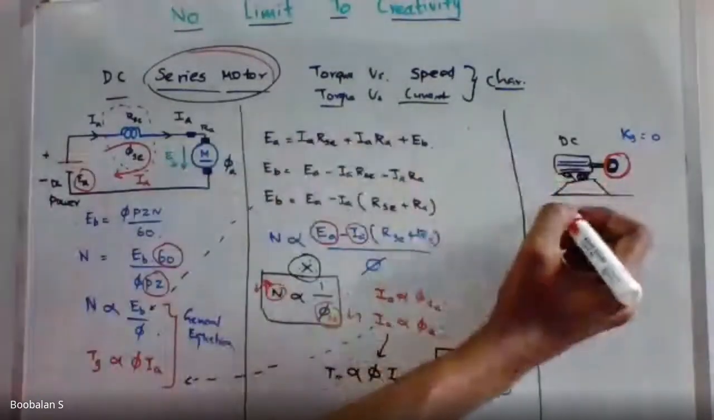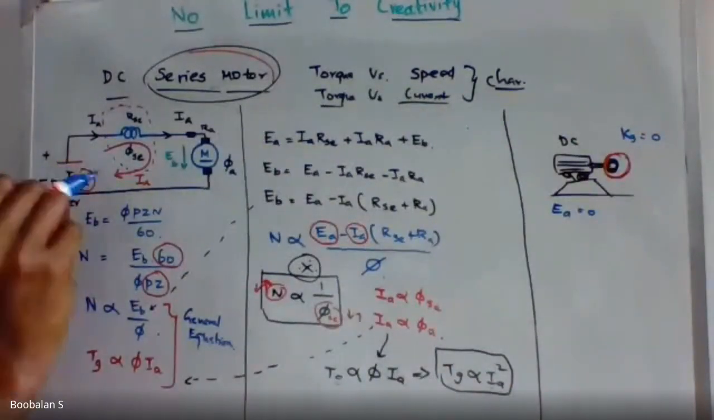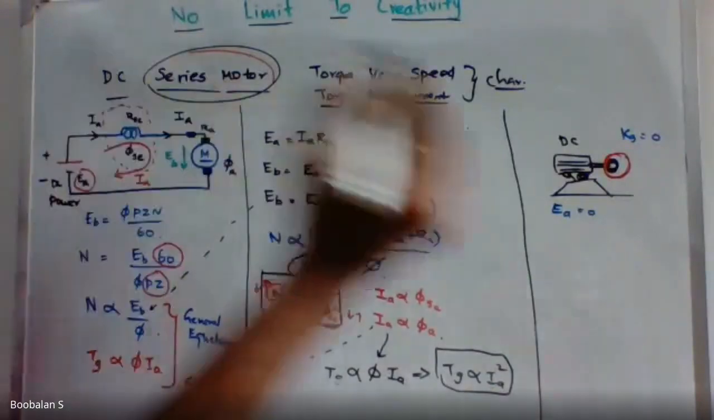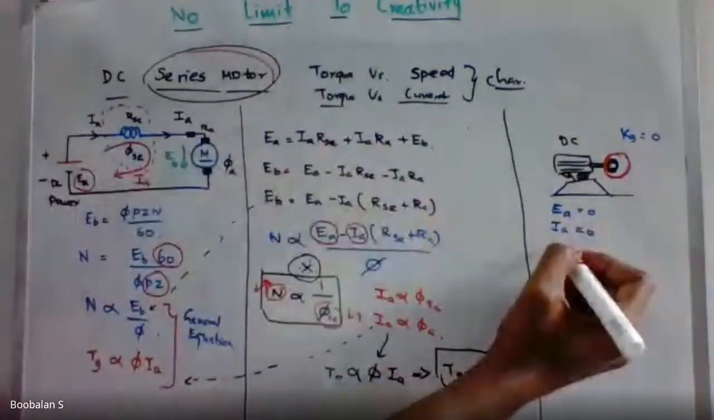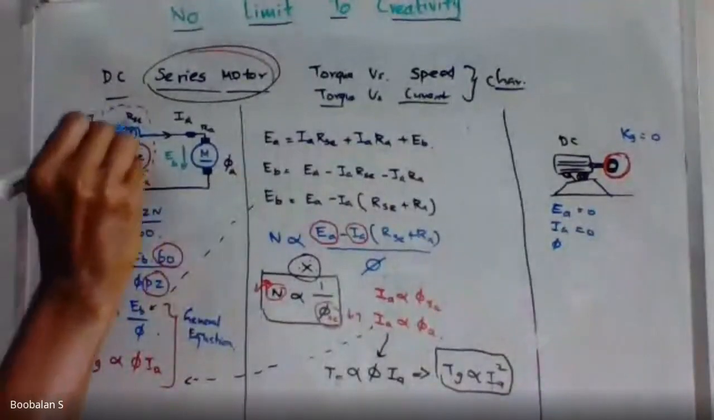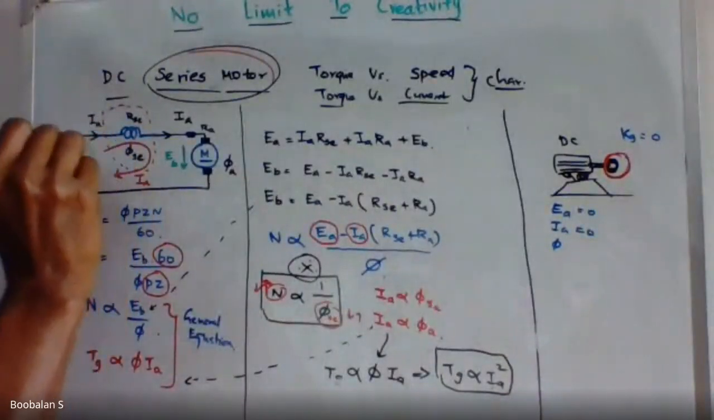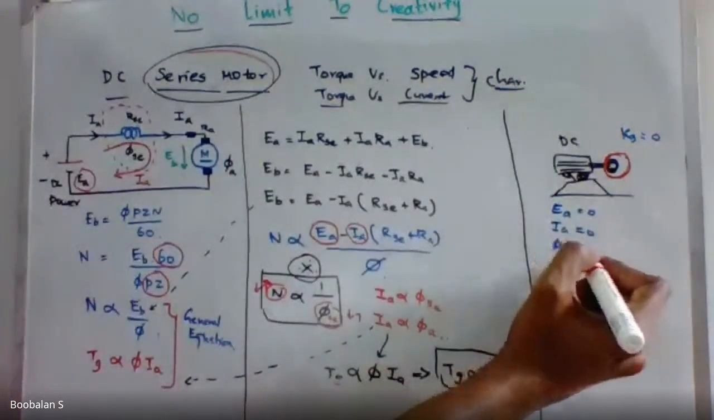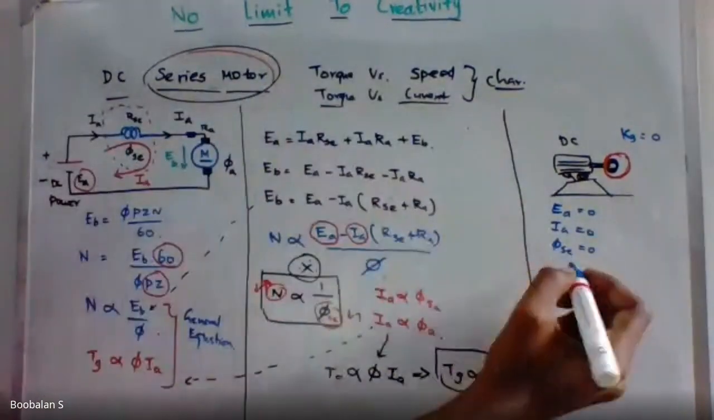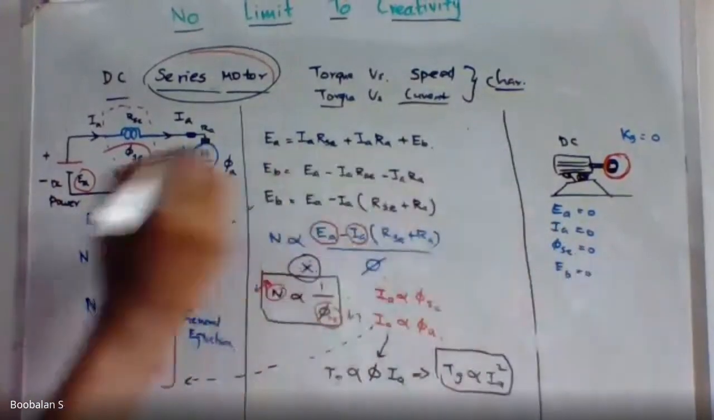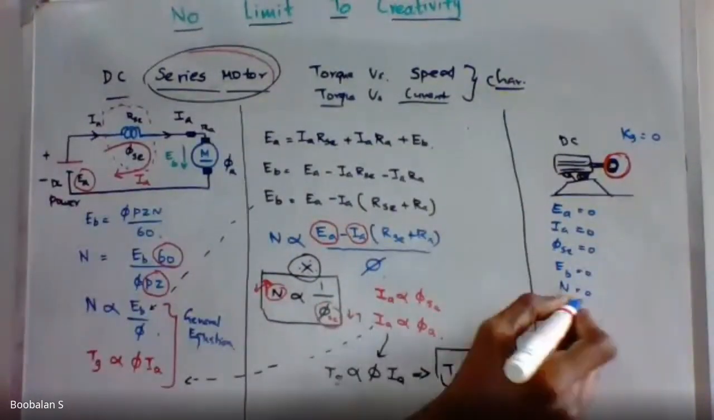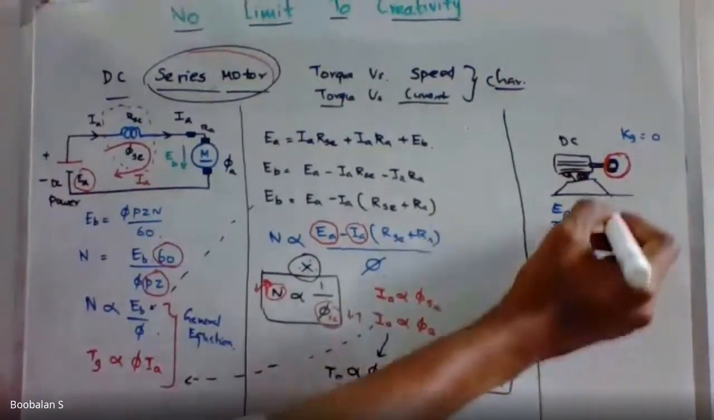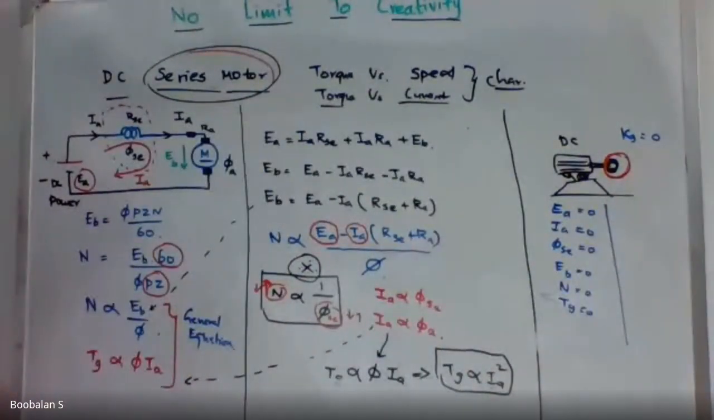For example, initially the input applied voltage EA is zero. So the applied voltage is zero and the current is zero. Current is responsible for generating the flux lines, so with current zero, phi SE is also zero. EB is also zero, so the speed is zero and the generated torque TG is also zero. In this case, no issues, right?